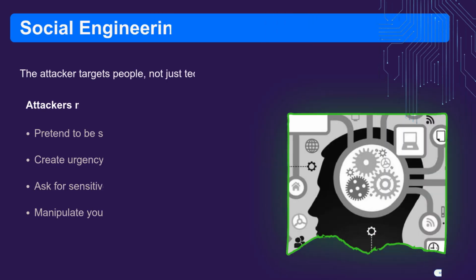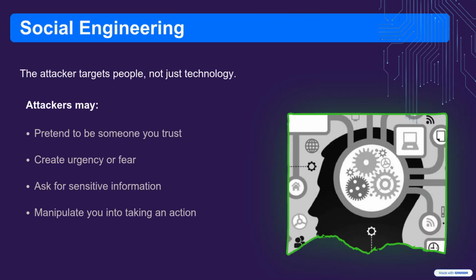Now let's look at social engineering. Unlike some attacks that mainly target technology, social engineering targets people. Attackers may pretend to be someone we trust. They may create fear, urgency, or pressure us to take a particular action. They may also ask for sensitive information. For example, an attacker might pretend to be a bank employee and ask for confidential account information. The important lesson here is that attackers do not only target computers, they can also target people.